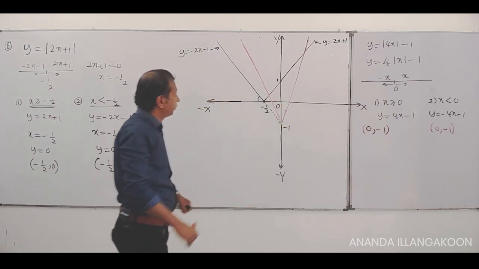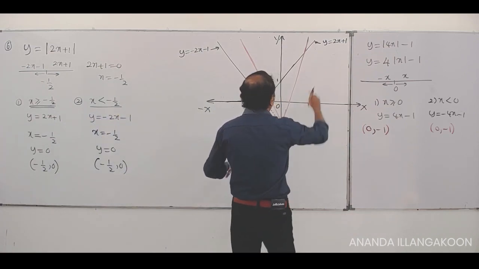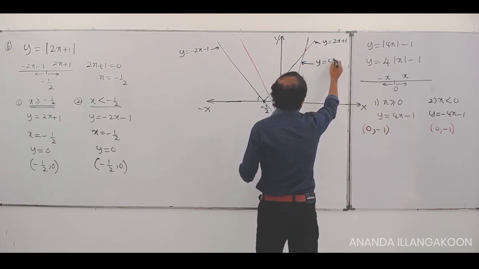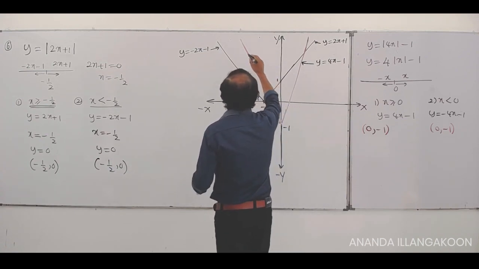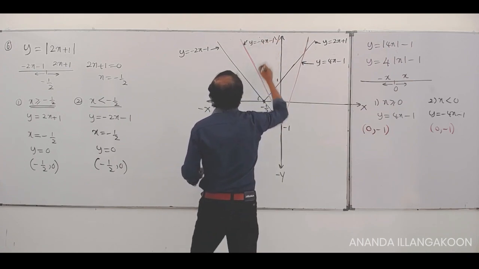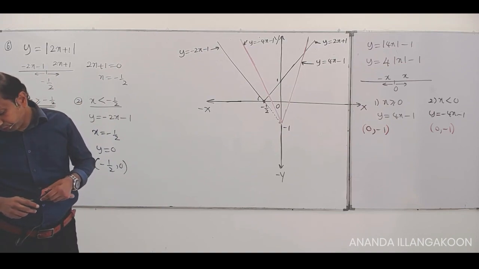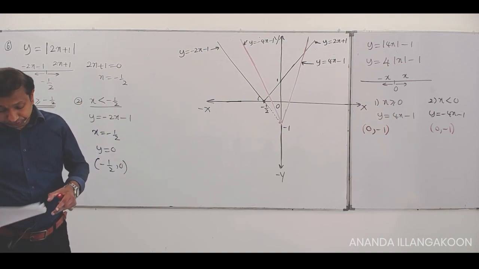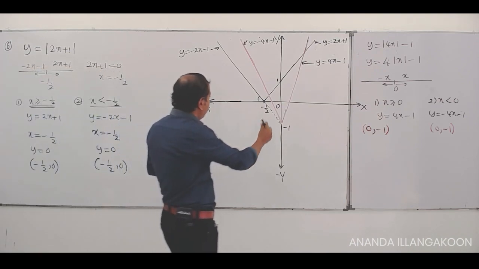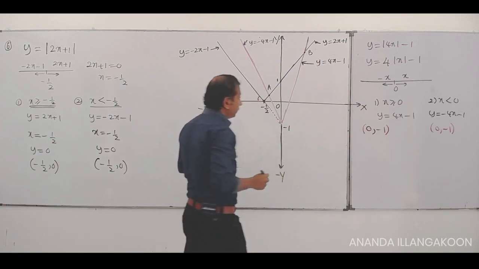Then you know the equation of this line, y equals 4x minus 1. This line, y equals 4x minus 1. Now what is it asking? Let us find this point and this point's x coordinates.